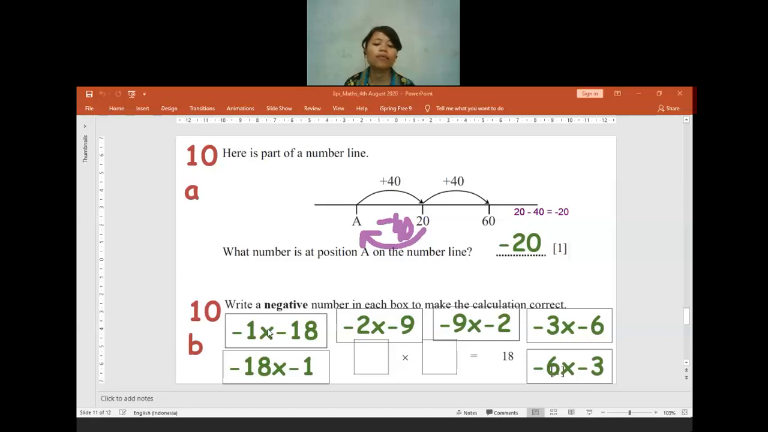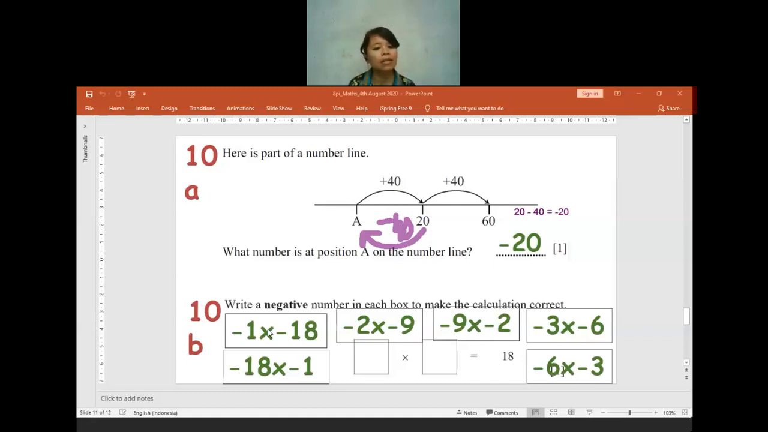For 10B, you have to put a negative number in each box, so later the final answer will be positive. So in each box, the number has to be negative. If only one box is negative and the other box is positive, it means wrong.